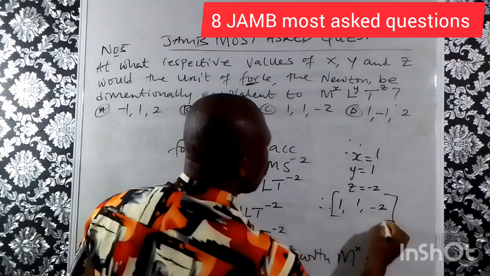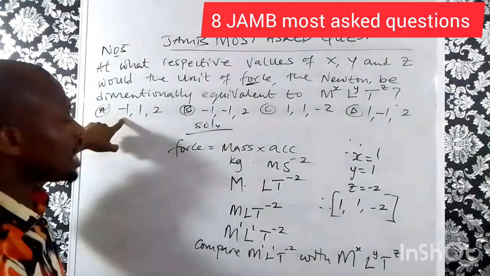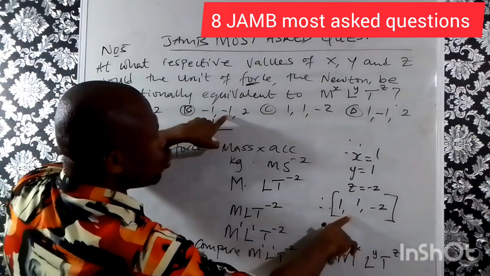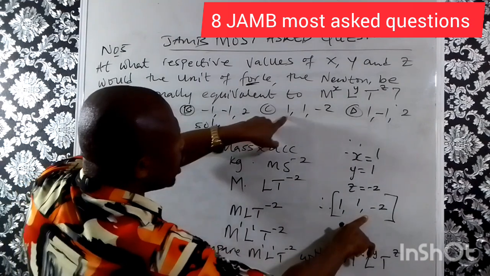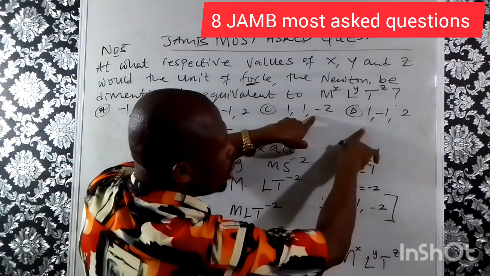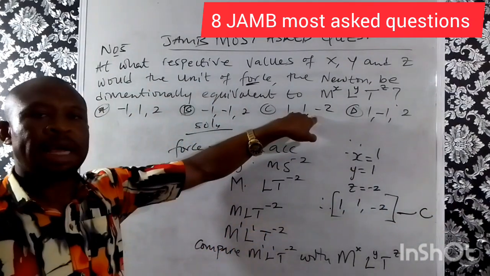So when we have this, let us compare here. This one has minus 1, of course, it's off. This one has minus 1 minus 1, it is off. This one has 1, 1, minus 2, which is the correct thing. This one is off already. Therefore, it is the option C.